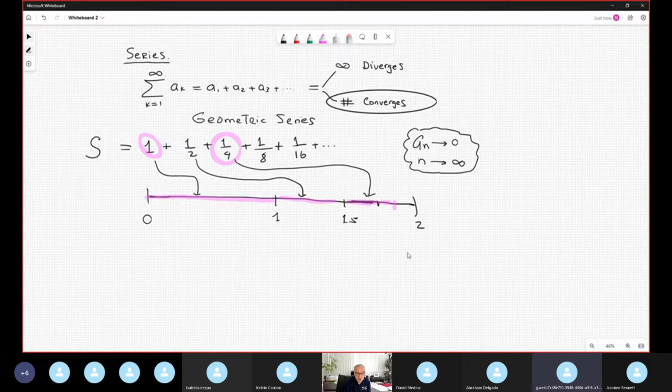Now, I have a question. What number do you believe this geometric series converges to when I finish adding infinitely many elements? So the answer is intuitively clear. The answer is yes. It converges. But at what number does it converge? This is the challenge, you know?